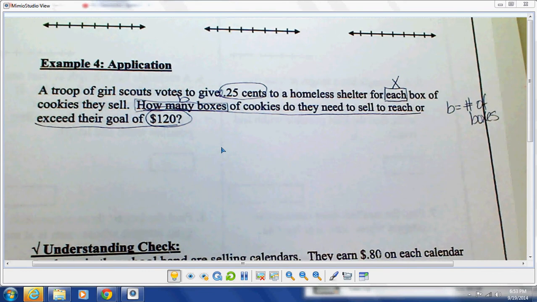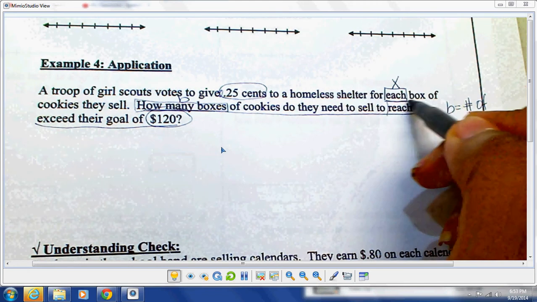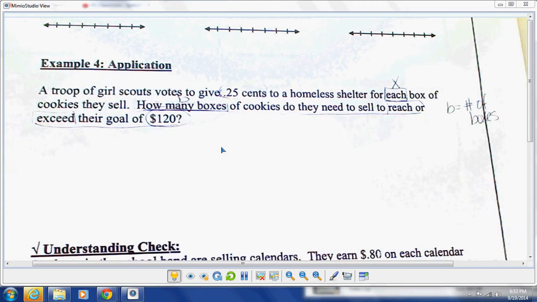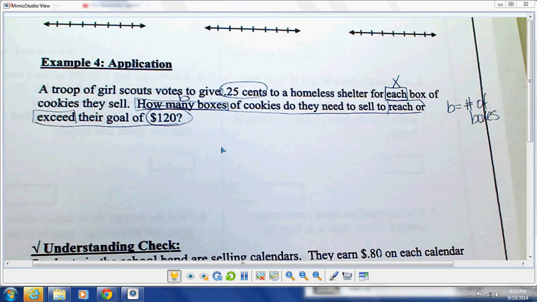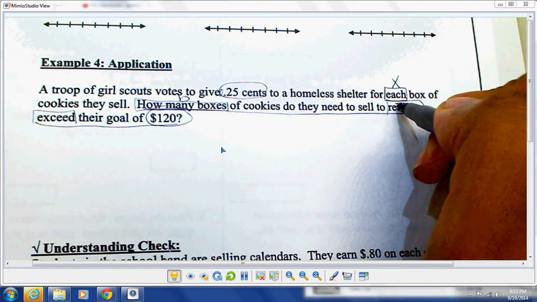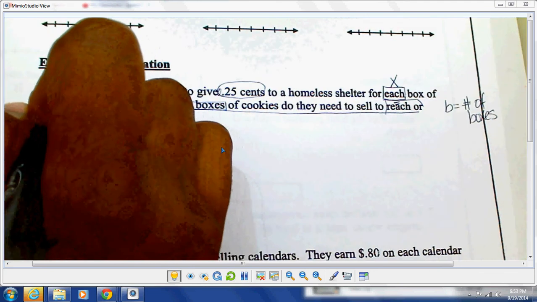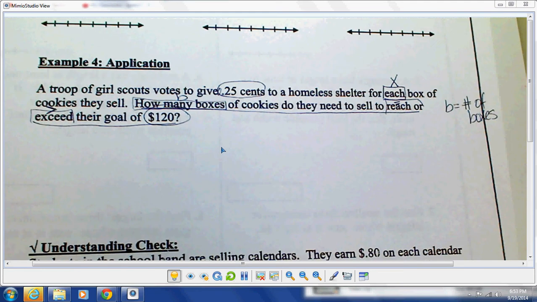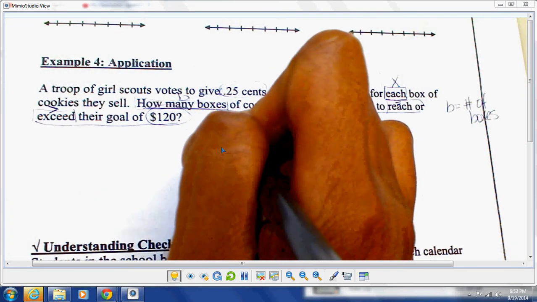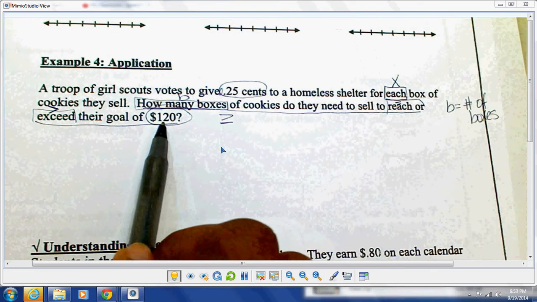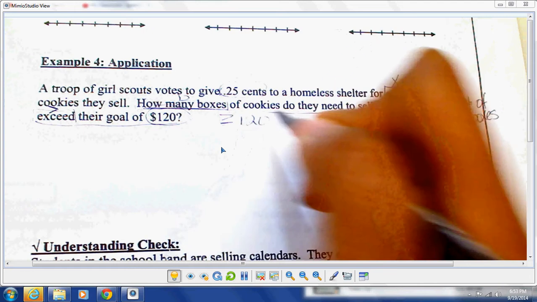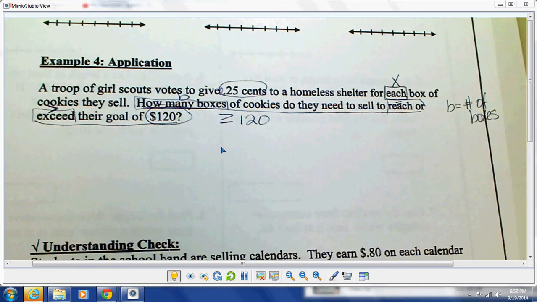Now we've got some other keywords in here. It says reach or exceed. If I reach my goal, doesn't that mean I'm going to equal my goal? But if I exceed my goal, doesn't that mean I'm going to go beyond my goal, or to more than? So when I put that together, I should have a greater than or equal to, and the number that follows is 120. So I should have that in my problem.